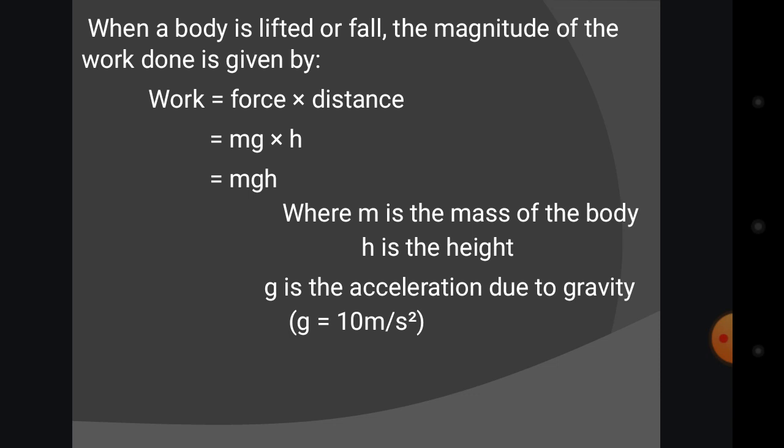That is why we use 10 meters per second squared, and these are the constant values for acceleration due to gravity. They are not changing, but the mass of the body can change. It can be heavier, or it can be smaller. And the height can be long and it can be short. So these can change, but the constant value of acceleration due to gravity is not changing. So this is the formula for calculating the work done when lifting an object or a particle, or when the particle is falling down. This is the formula for them.